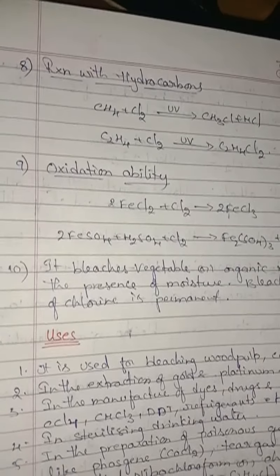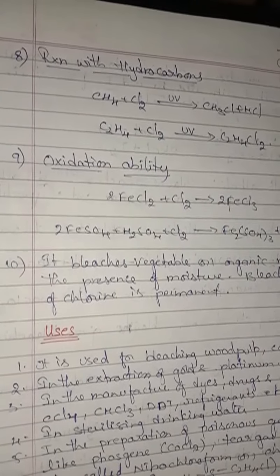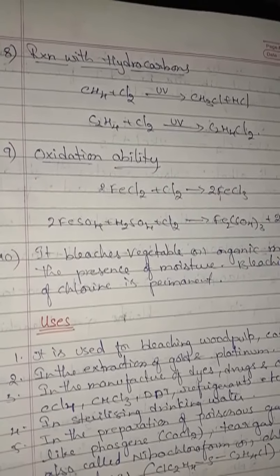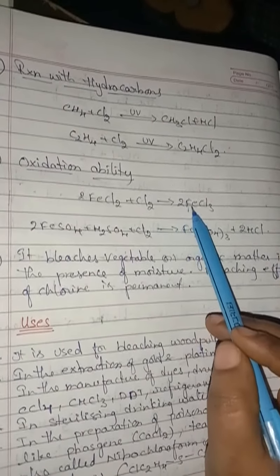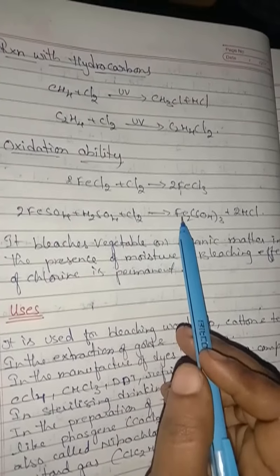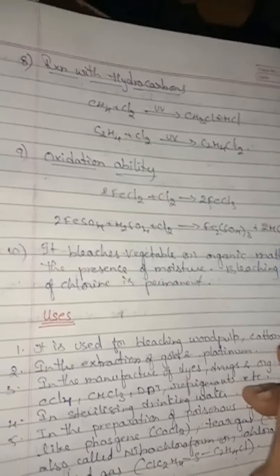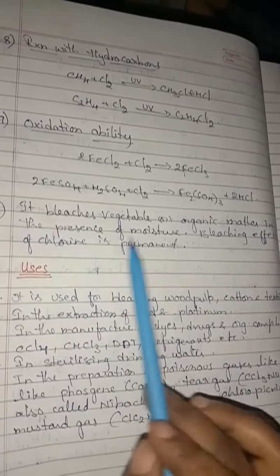Next one is oxidation ability. Chlorine is a good oxidizing agent. It oxidizes bromides to bromine, iodides to iodine, ferrous salts to ferric salts. Some of the reactions we are going to see now. 2FeCl2 plus Cl2 gives 2FeCl3. Next, 2FeSO4 plus H2SO4 plus Cl2 gives Fe2(SO4)3 plus 2HCl. The last property is that it bleaches vegetable or organic matter in the presence of moisture.